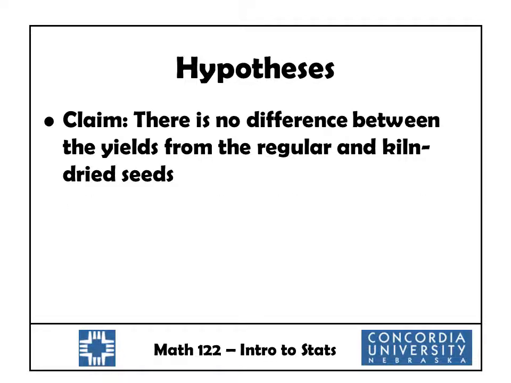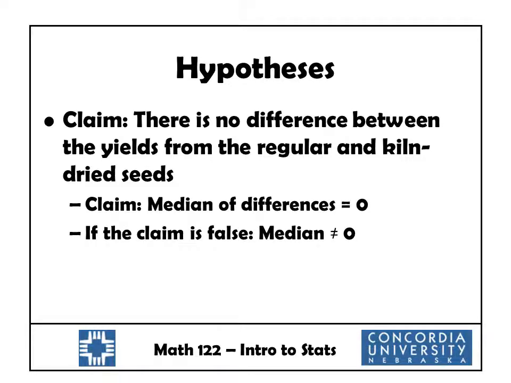So let's set up our hypotheses. My claim in mathematical notation is that the median of those differences would be equal to 0. Well, if false, then the median is not equal to 0. So our null is that the median equals 0, and the alternative is that the median is not equal to 0.